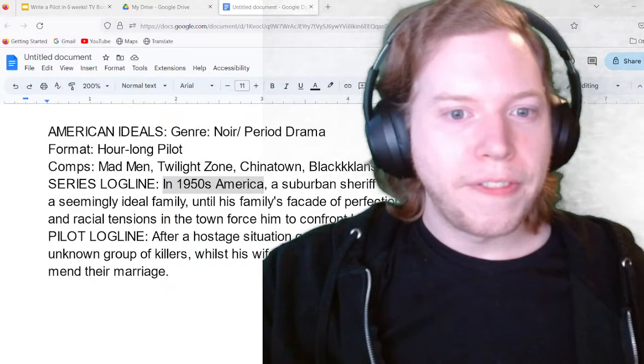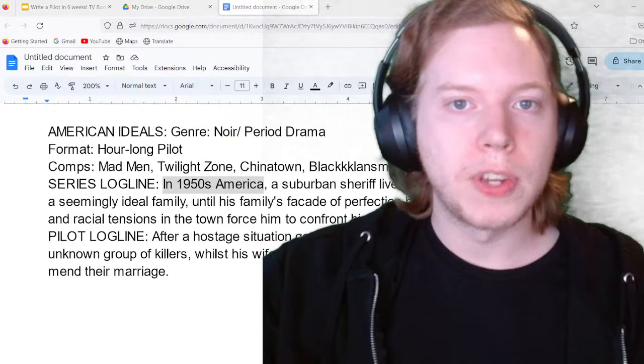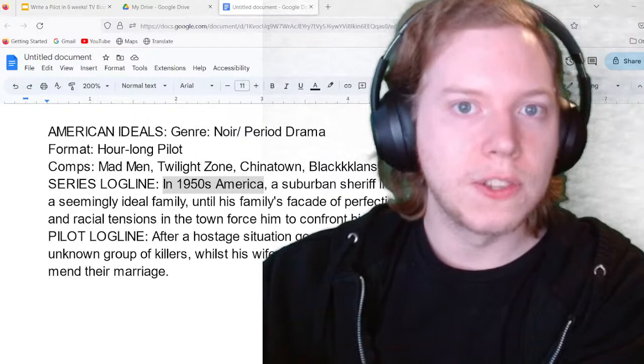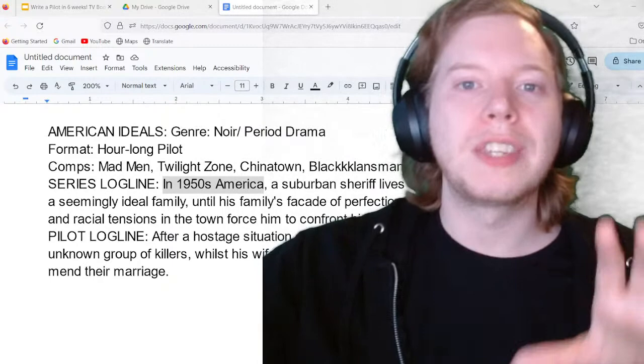But the stakes seem mismatched to me, or maybe you're de-emphasizing something that needs to be emphasized more. Is this mostly about a sheriff and his family? Is it a drama about his family? Or is this about him confronting external villains and trying to maintain some kind of facade or secrecy? Do you see how it seems like several different shows?